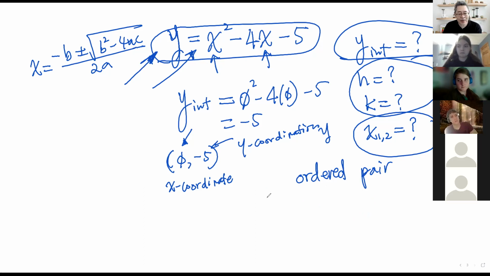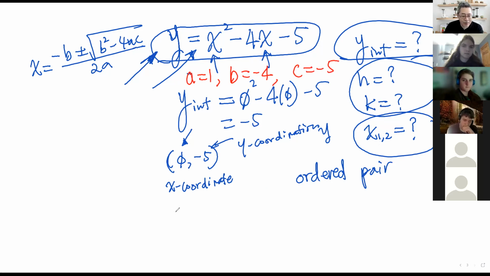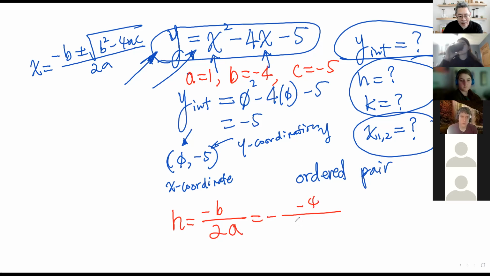Okay, so we know that y-intercept. Now, to find the vertex point, and also the x-intercept, we need to know what our A is, what our B is, and what our C is. So in this case, we know, I'm showing a different color, our A is 1, our B is -4, and our C is -5. So now if we want to find H, H is minus B over 2A. Our B is -4, our A is 1. So we got negative, negative, positive, we got 4 over 2. We got 2. So H is 2.